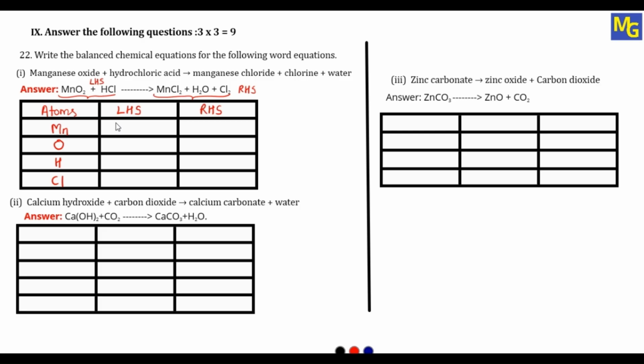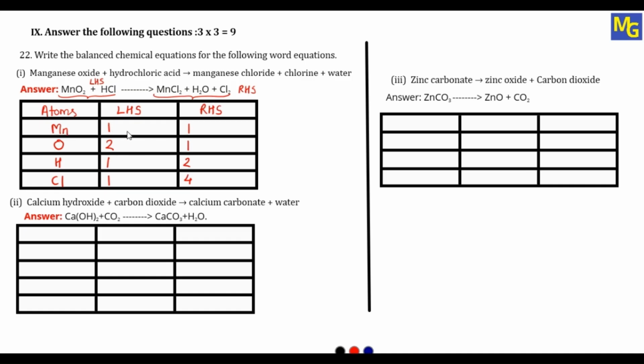Now write down the number of atoms present at the left hand side and right hand side. So Mn, how many are there on the left hand side? It is 1. Then oxygens, it is 2. Hydrogen 1 and Cl, it is only 1. Then go to the right hand side, Mn is again 1. Then oxygen, it is 1. Then hydrogen, it is 2. You can see 2 hydrogen in H2O. And chlorine, Cl, it is total 4 we have, 2 from MnCl2 and 2 from Cl2. So this is the condition.